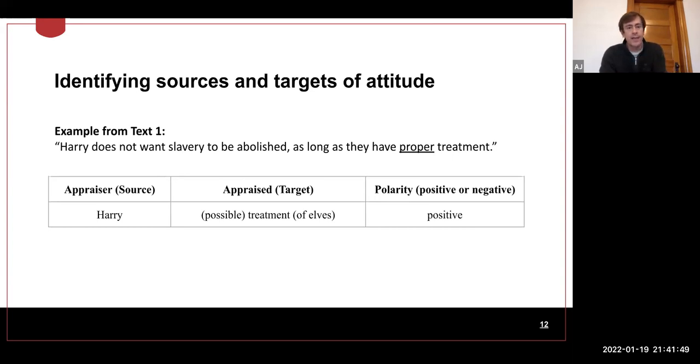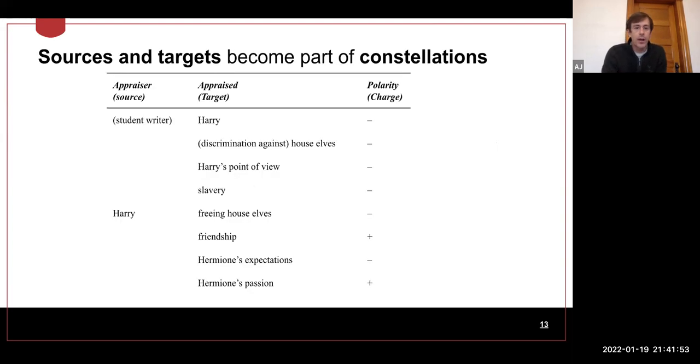So this is just one quick example, but after you identify sources, targets, and polarity, you create tables such as this one. And again, this is a small sample from the data, where you begin to accumulate sources, targets, and we can identify their charge. So here we have two sources that I've pulled together in this table, where we have a student writer, and it's in parentheses because they were making claims without saying, I believe this. But the student writer appraised Harry as negative, discrimination against house elves as negative, Harry's point of view as negative, slavery as negative. And then if we move down, we have Harry appraises freeing the house elves as negative. He appraises friendship as positive, Hermione's expectations as negative, and Hermione's passion as positive.